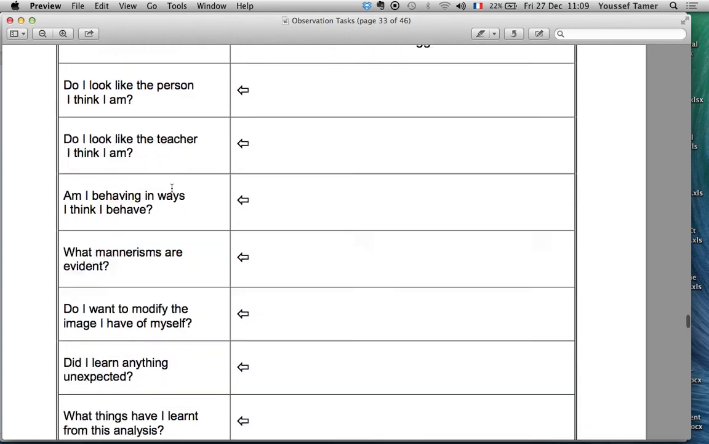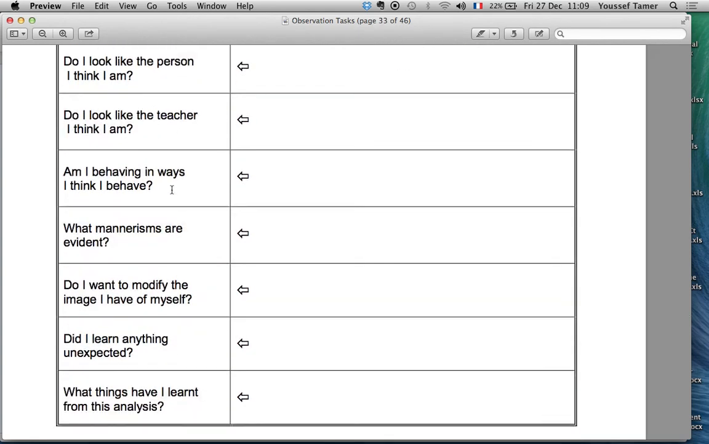Am I behaving in ways I think I behave? One of the things I noticed about myself teaching, usually okay, lots of okay. I noticed that about myself. But then what can I do to solve this? Okay, it's something like a marker for me. You know, markers in classroom discourse. It's like a marker. Yeah, you can't completely change, but you can reduce. Okay, but then it's okay.